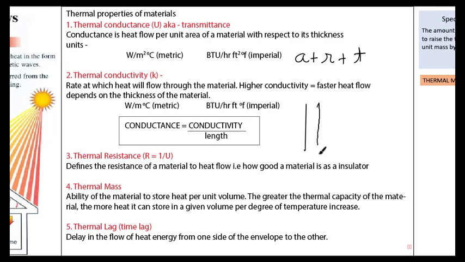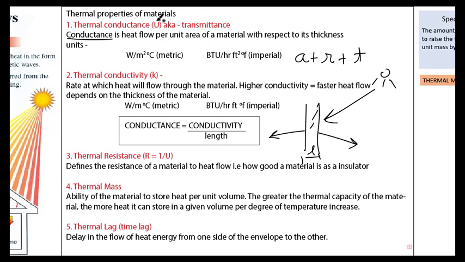So if you have a wall and hot sun rays are falling on that wall, some part will get absorbed by the wall, some part will get reflected and some part will be transmitted, right? So conductance is the heat flow per unit area of a material with respect to its thickness. Consider this wall has a thickness L, and it will have a specific area also. Conductance is the heat flow which happens due to direct contact, per unit area of the material.